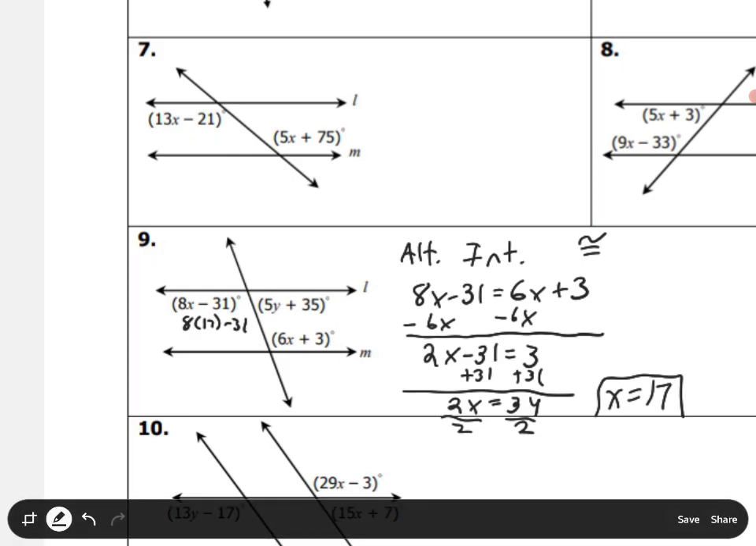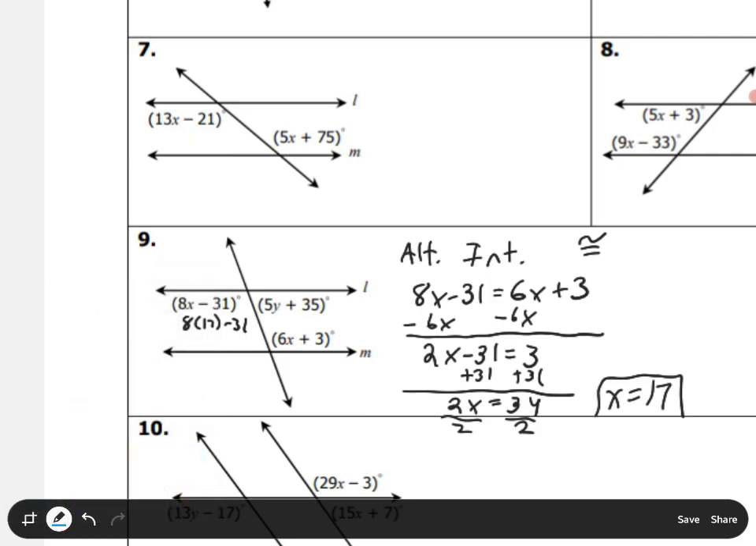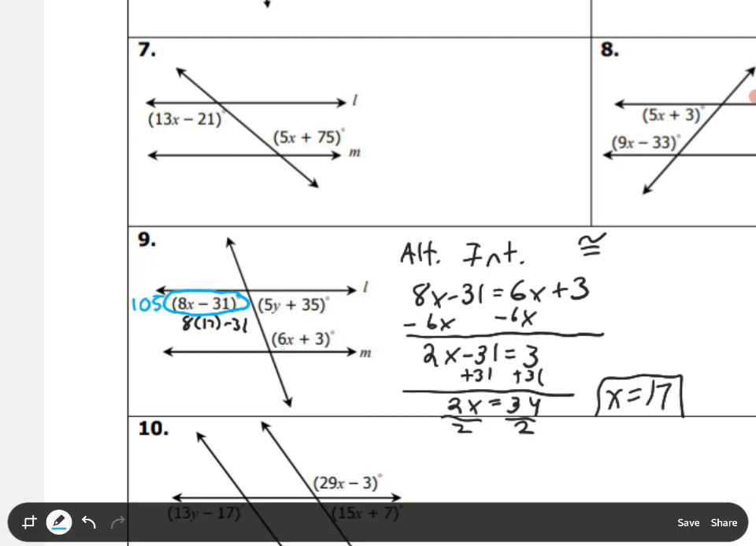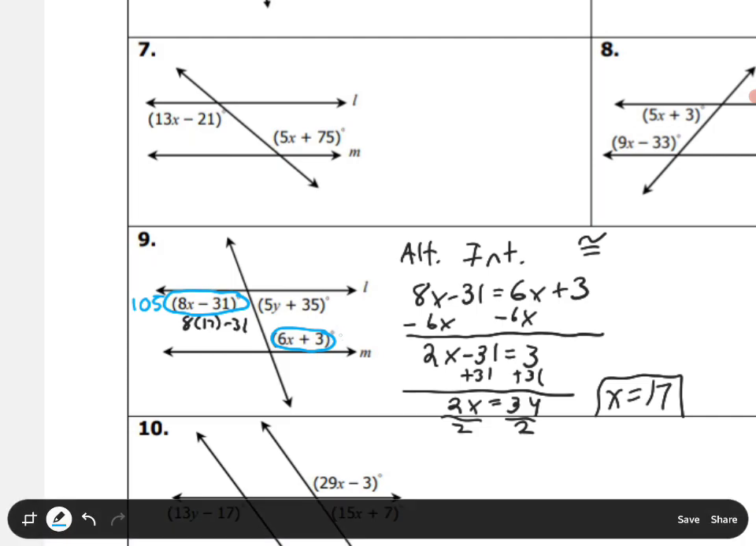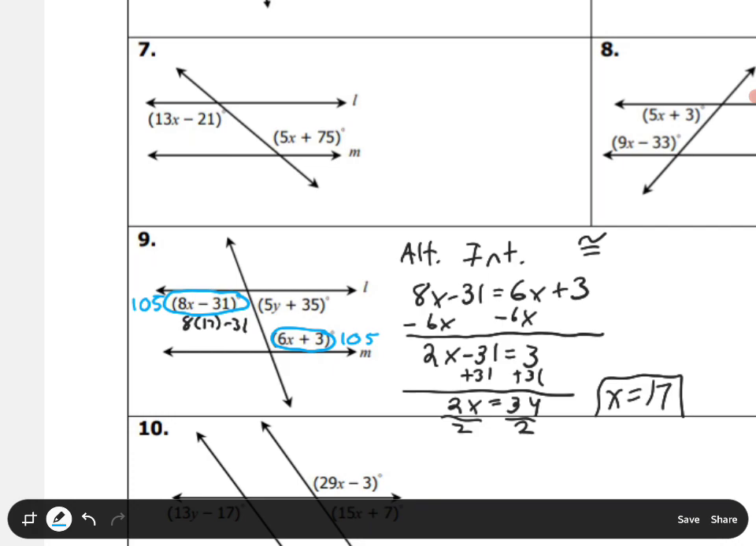So I'm just plugging in for that x. I'm going to do it on my calculator. 8 times 17, that's 136, minus 31, 105. So this angle right here is going to be 35. Or I'm sorry, 105. I already know this angle is also going to be 105 because I know these are congruent. So what I'm going to do is try to relate it to this y angle.